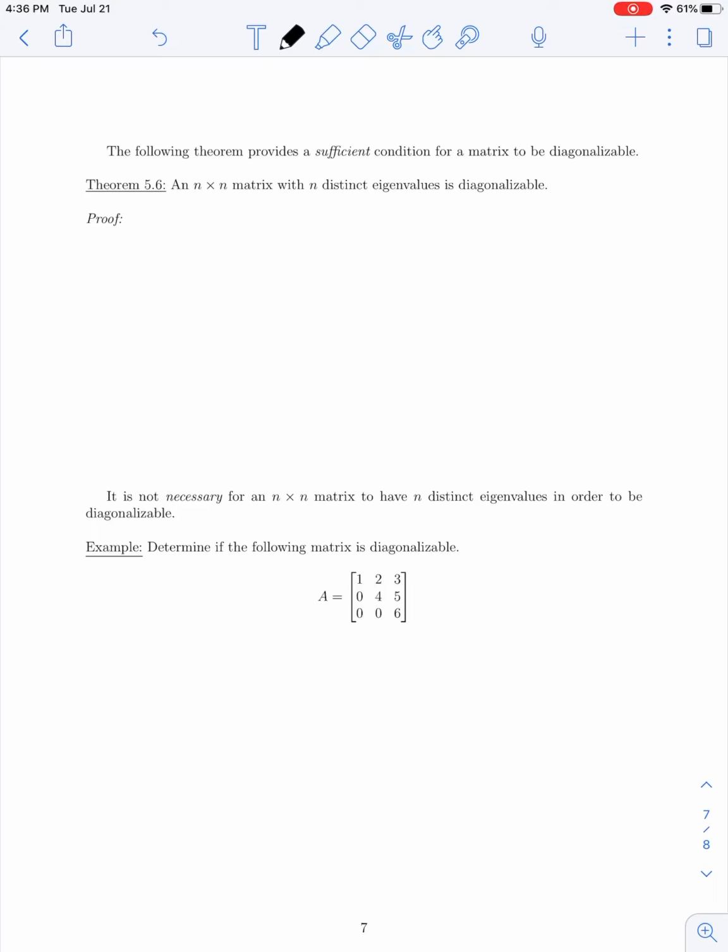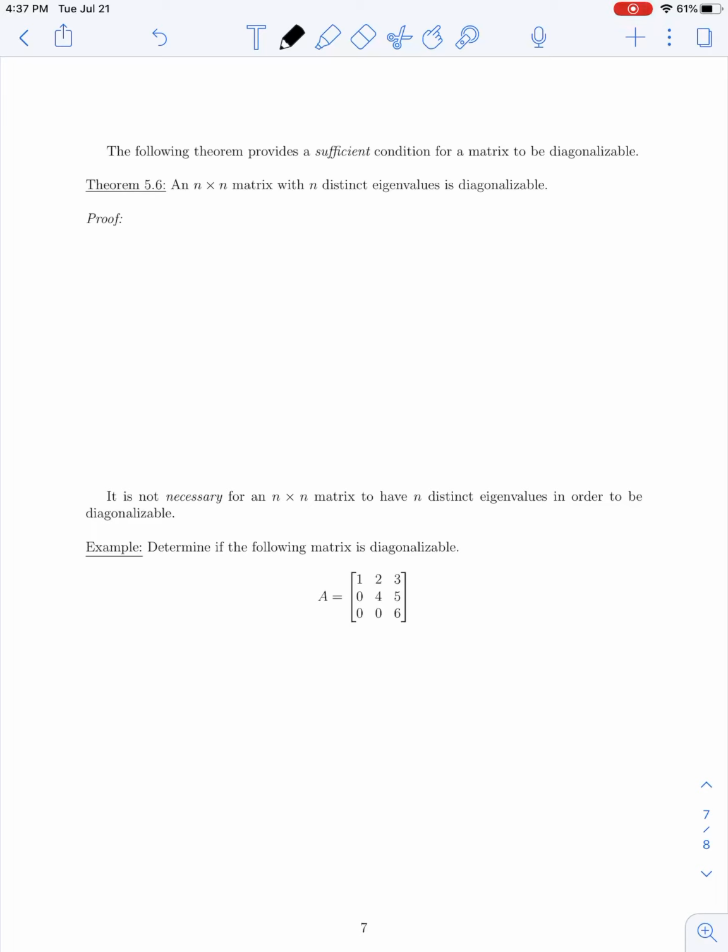So in order for a square matrix of dimension n to be diagonalizable, a sufficient condition would be that it has n distinct eigenvalues. That is, if a matrix has n distinct eigenvalues, then it must be diagonalizable. The proof of this is pretty straightforward.